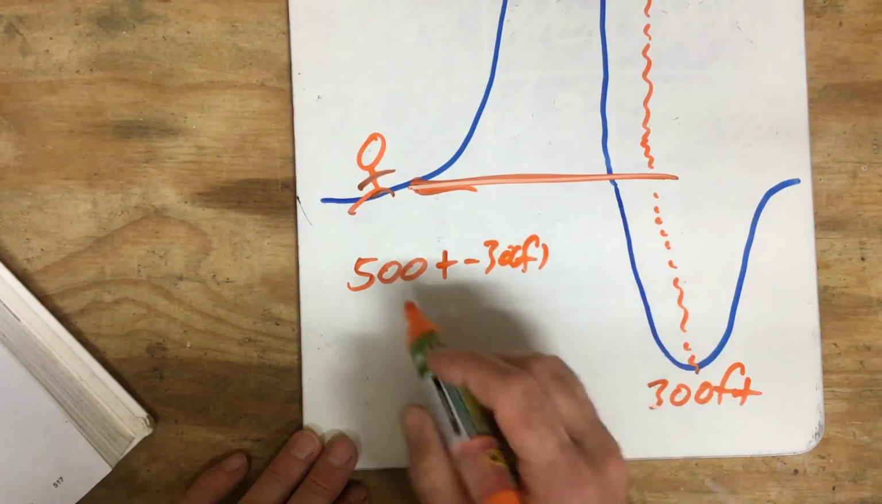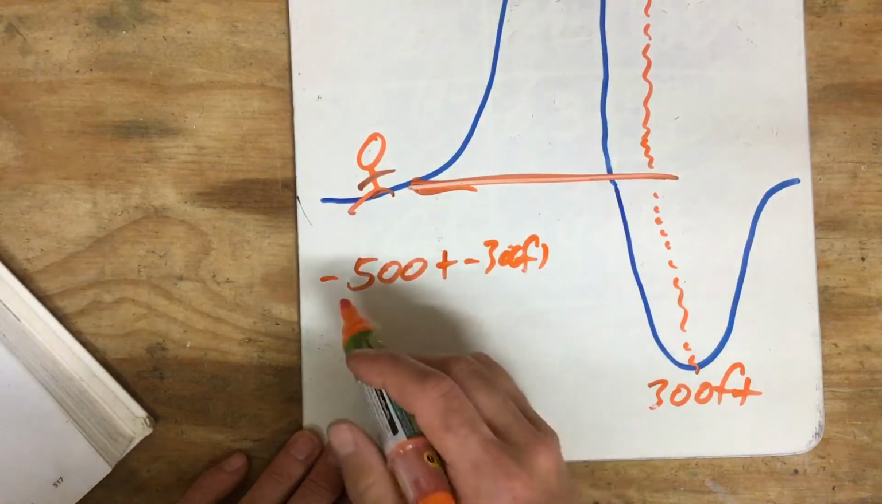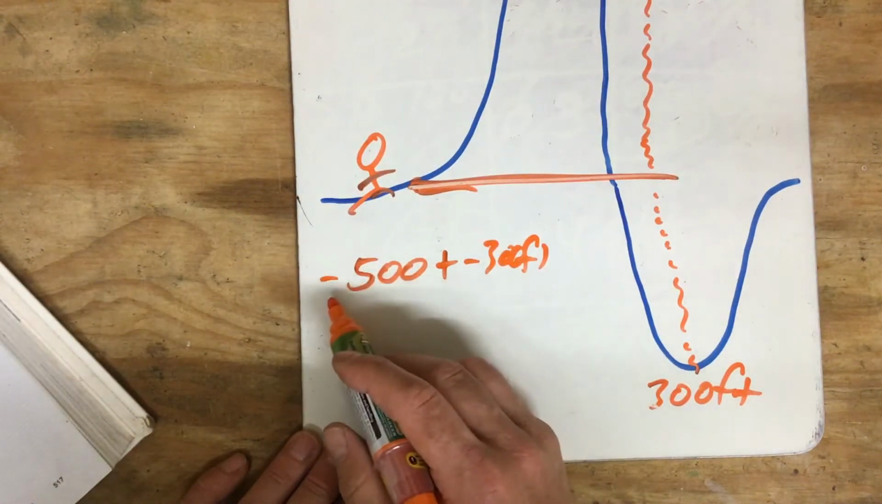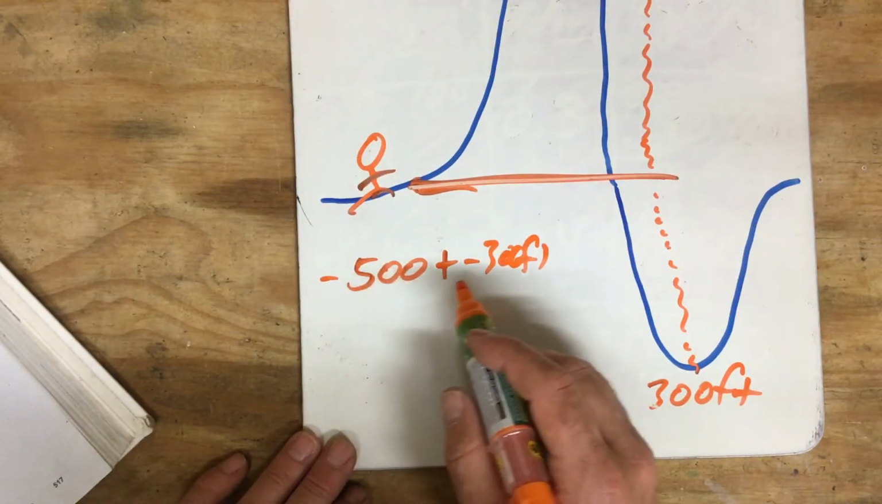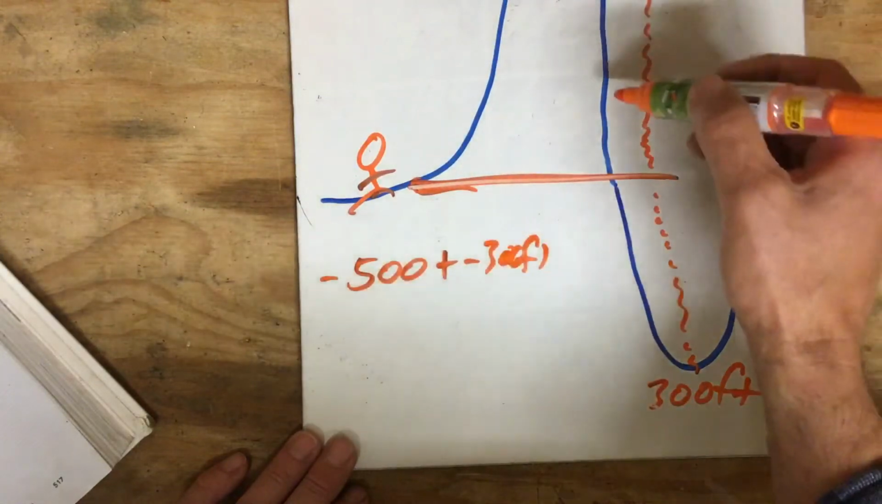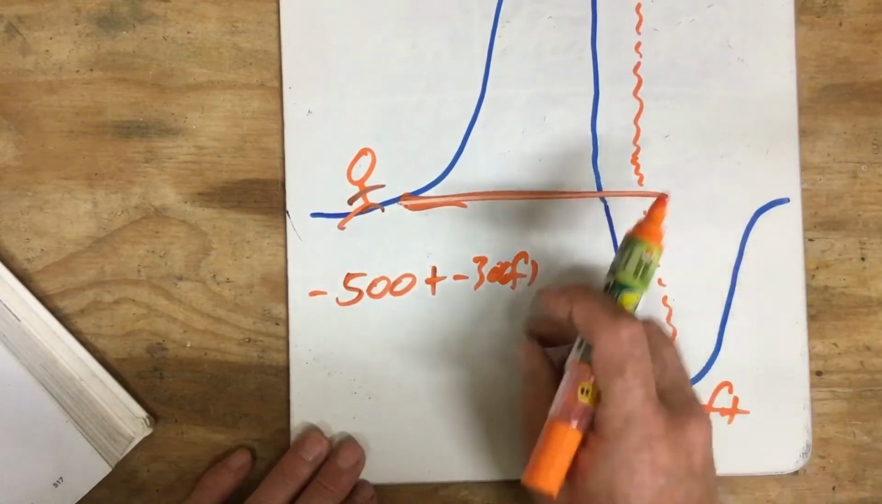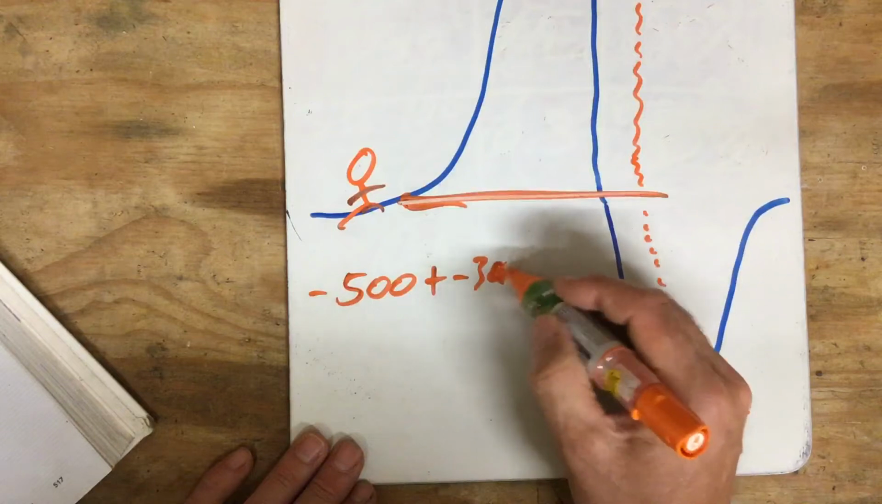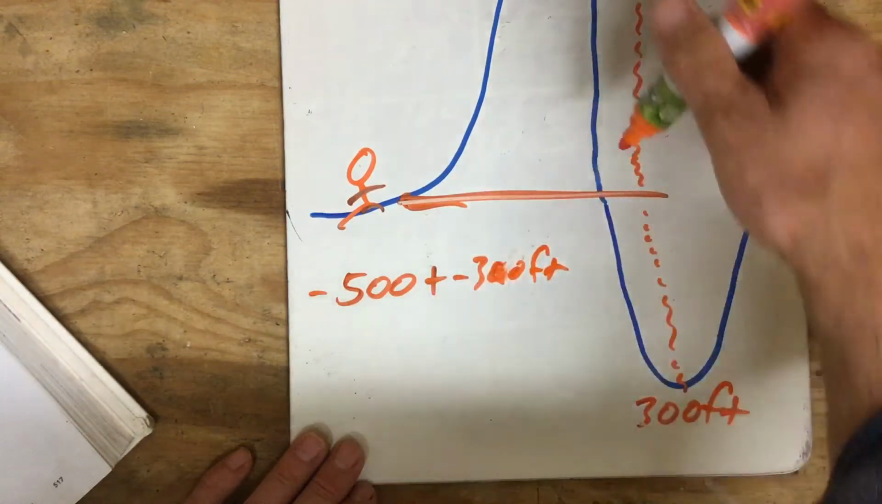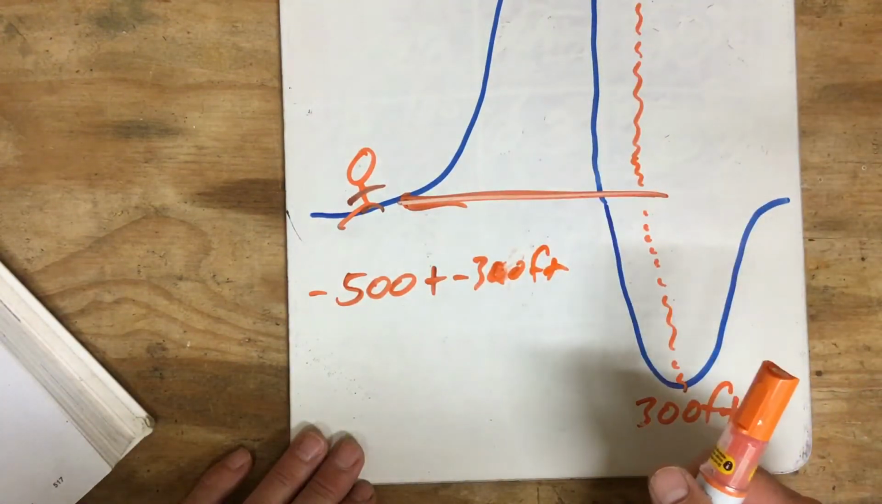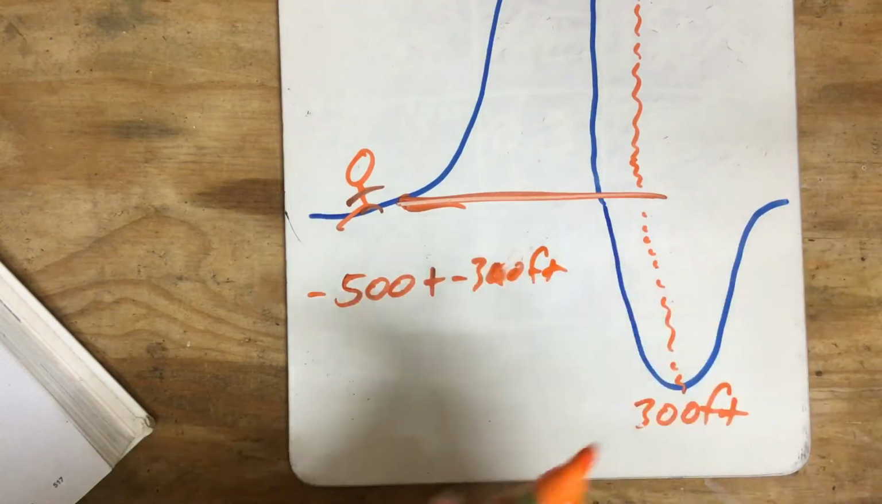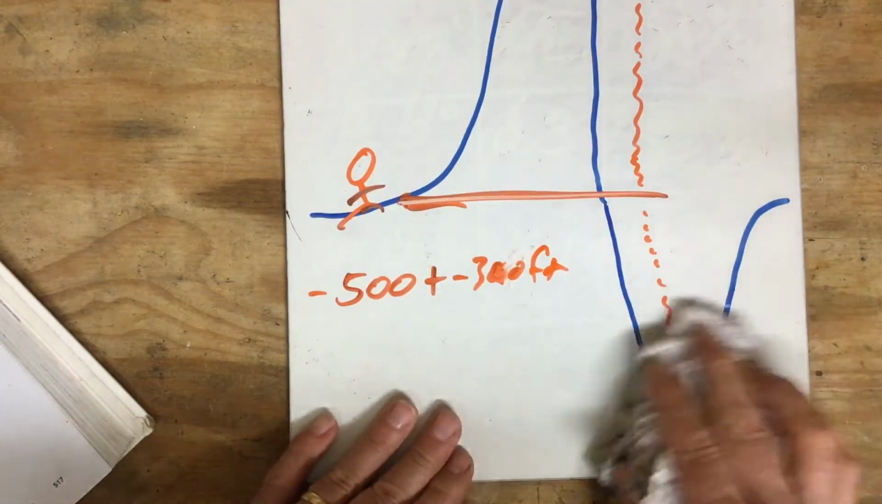Oops, sorry. Actually, he's going down 500. So a negative 500 from here plus a negative 300, okay? So how much did he fall? 800. Now maybe that's not so clear to you.